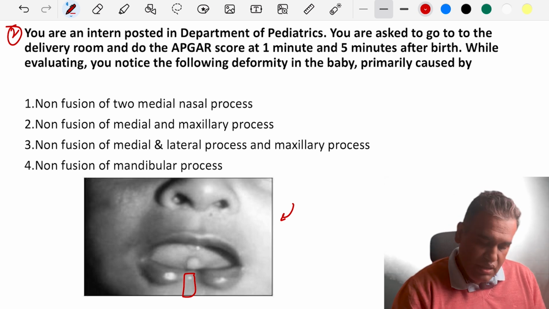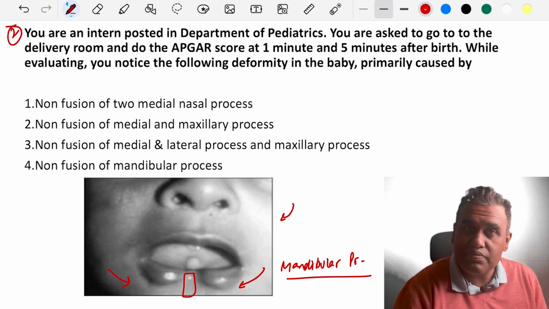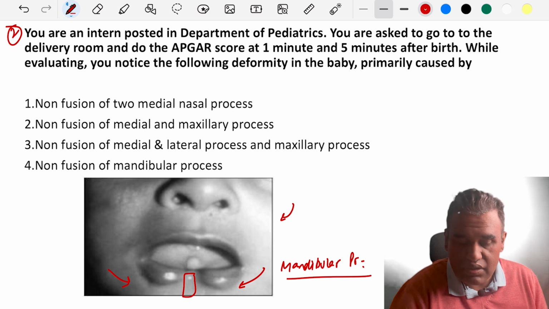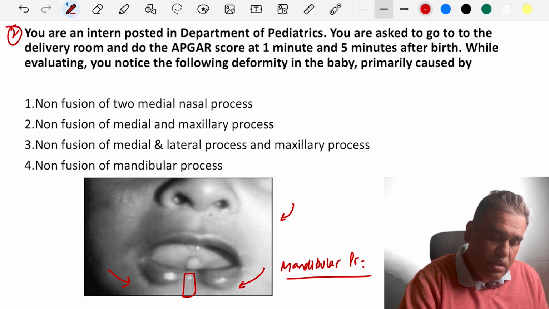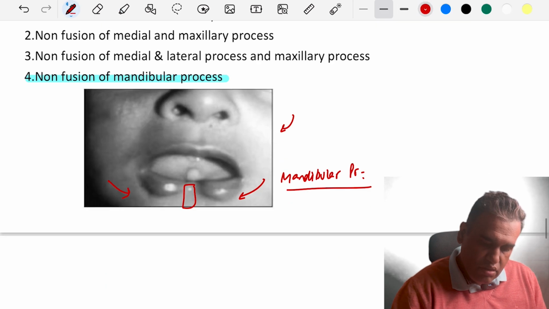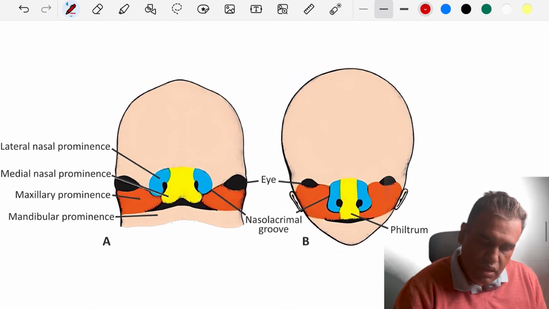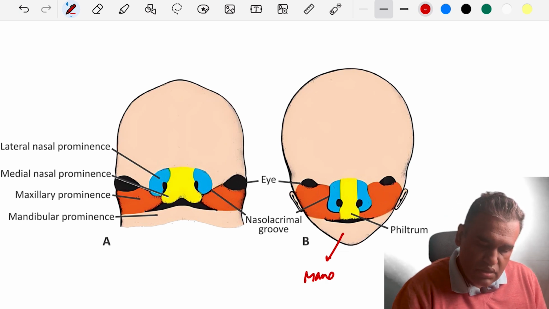In the development of the face, the lower lip and the jaw on both sides are formed by fusion of the mandibular processes, which are from the first pharyngeal arch. They have to fuse in the midline. If they don't fuse, the picture appears like this, which is actually rare. The answer here is option D, non-fusion of the mandibular processes. If we take a look at the development of the face, the mandible and the lower lip are formed by the mandibular process.